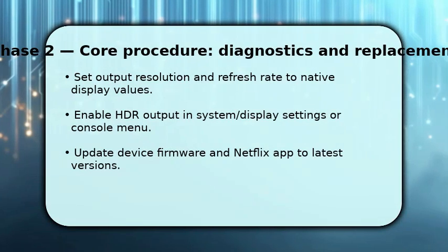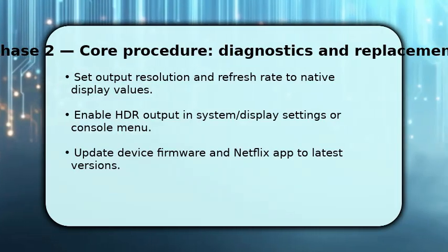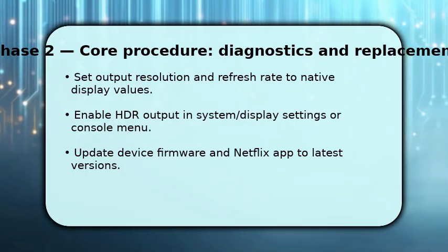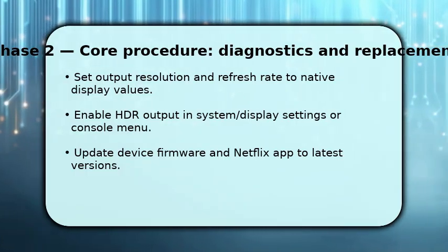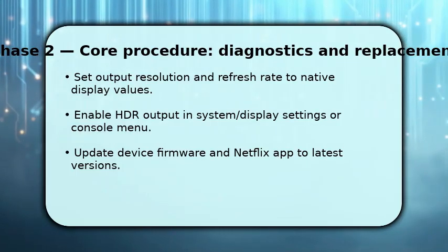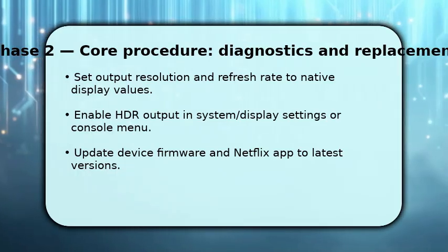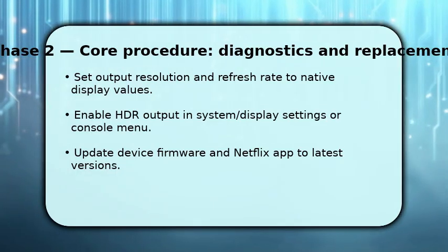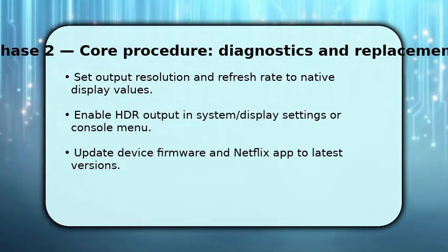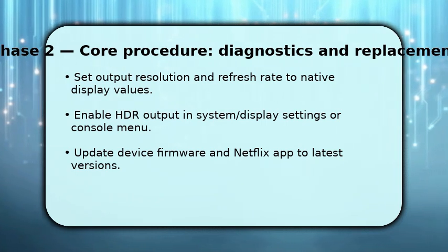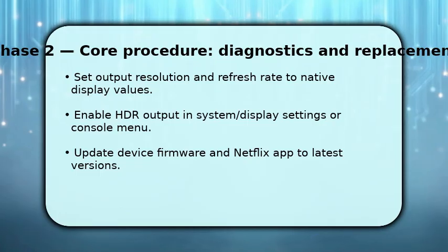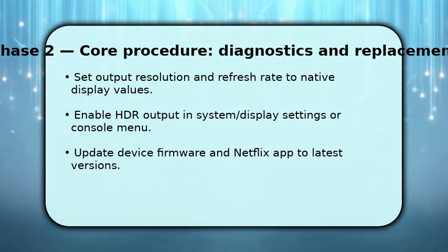You now configure the streaming source. Go to System Display Settings and set resolution and refresh rate to your TV or monitor's native values, because mismatched output can block HDR. Then enable HDR output. On PCs, toggle HDR in Windows Display Settings. On consoles, enable 4K HDR output in System Video Options. Make sure the Netflix app and device firmware are up to date. Outdated software often prevents HDR negotiation. Once these steps are applied, Netflix can detect and deliver HDR streams correctly.